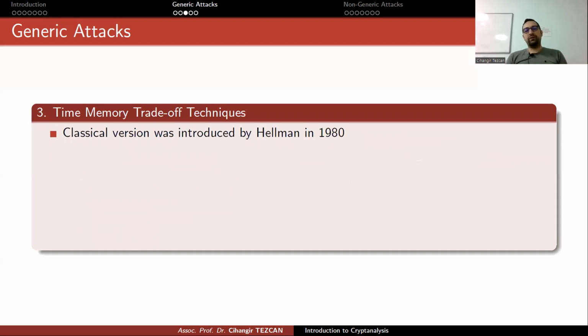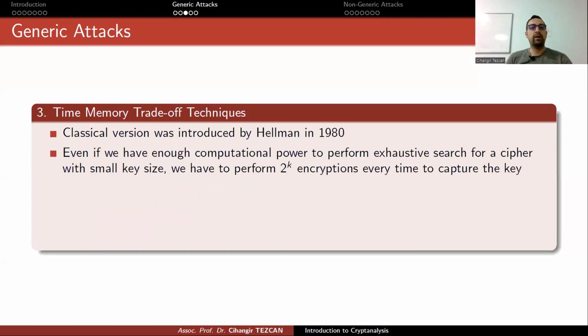The classical version was introduced by Hellman in 1980, so it's a very old attack, but there are many improvements: improved time memory trade-off attacks, rainbow tables, many variations, but the basic idea is simple. The idea is as follows. Even if we have enough computational power to perform exhaustive search for a cipher with small key size, we have to perform 2^k encryptions every time to capture the key.